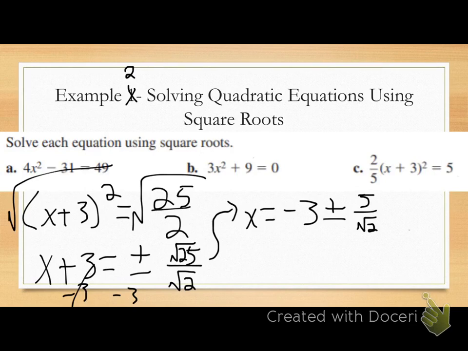That's a plus or minus. Remember when we take the square root of both sides, we've got to account for the positive and the negative value. So I get x equals negative 3 plus or minus 5 over the square root of 2.